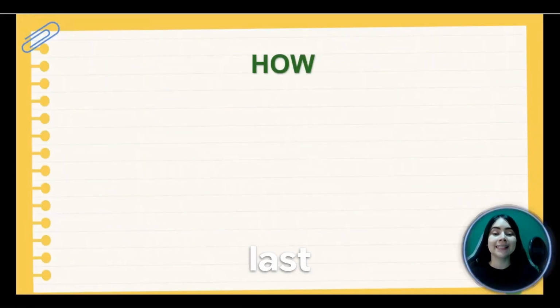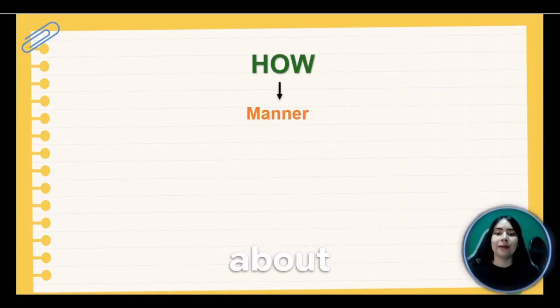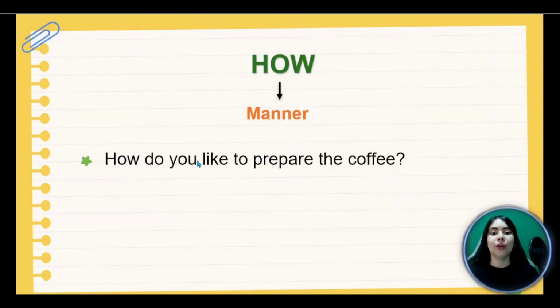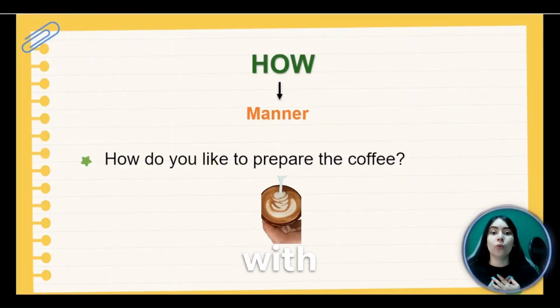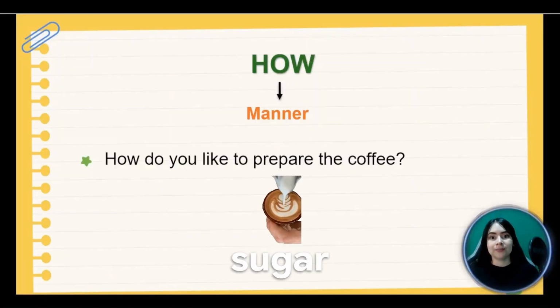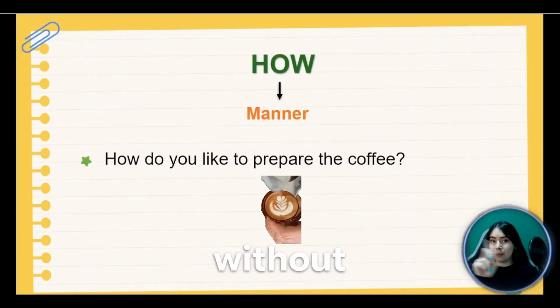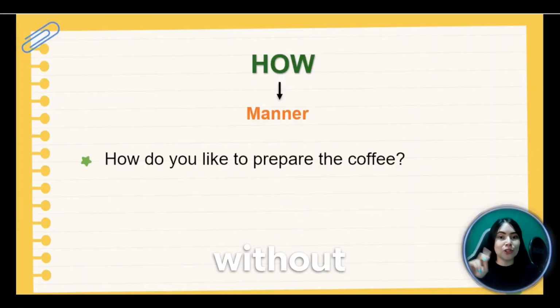And this is the last WH for this lesson. How. We use it to ask about manner. For example, how do you like to prepare the coffee? I like to make my coffee with sugar, with milk, without milk, without sugar.